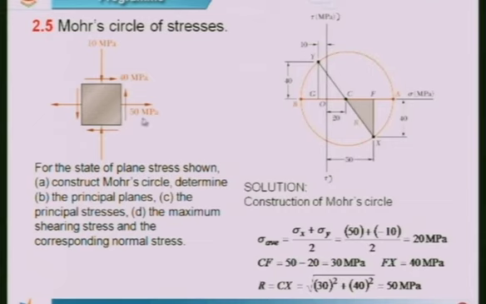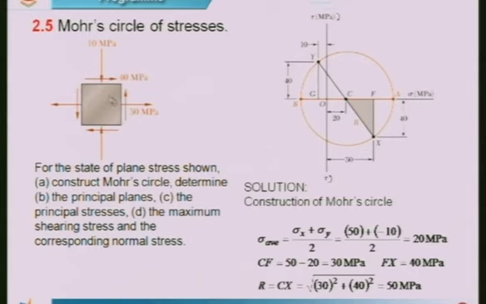Okay. Now here sigma x is equal to 50 megapascal, which is positive because it is tensile, whereas sigma y is negative because it is compressive with the value of 10 megapascal, and shearing stress has a value of 40 megapascal. Now let's take this first. Now the x axis is the principal stress or the stress axis, the normal stress axis. The y axis is the shearing stress.